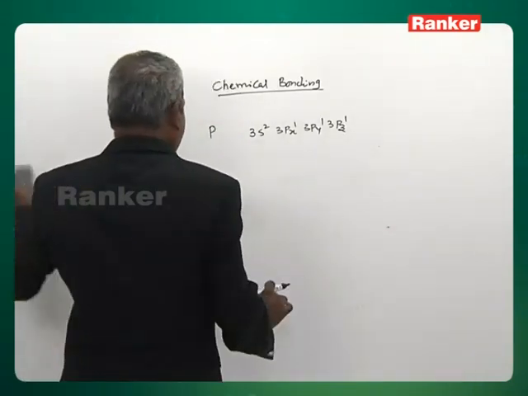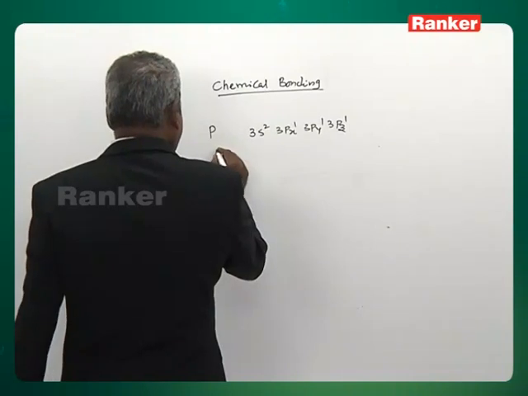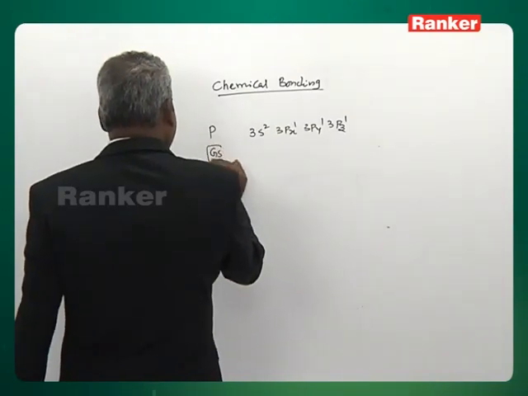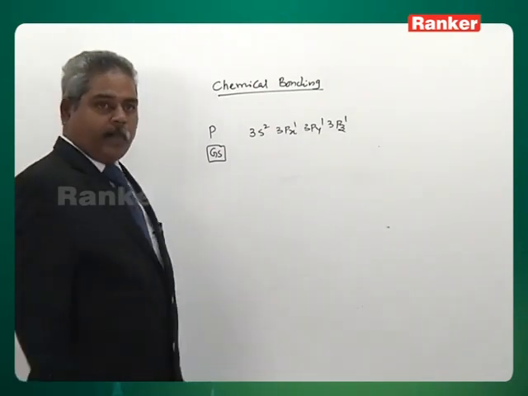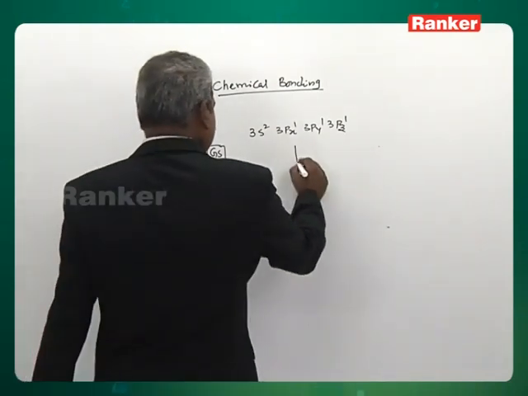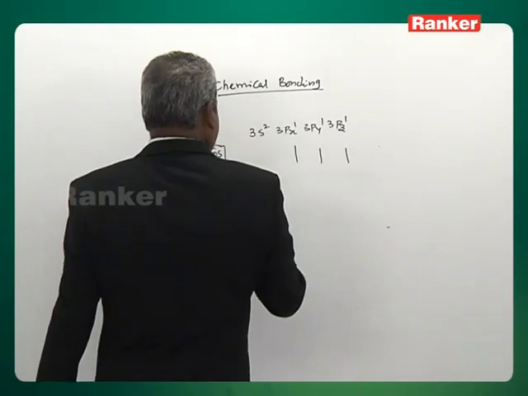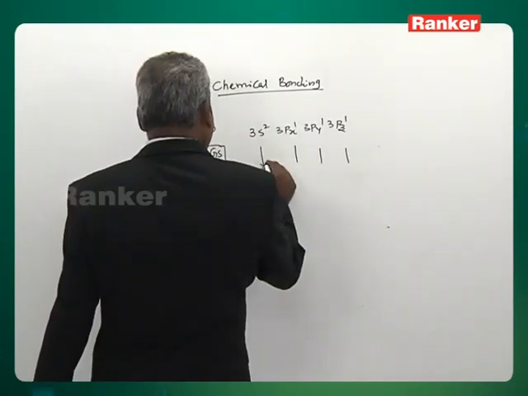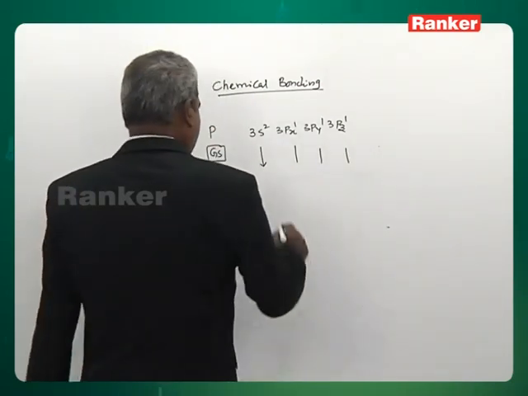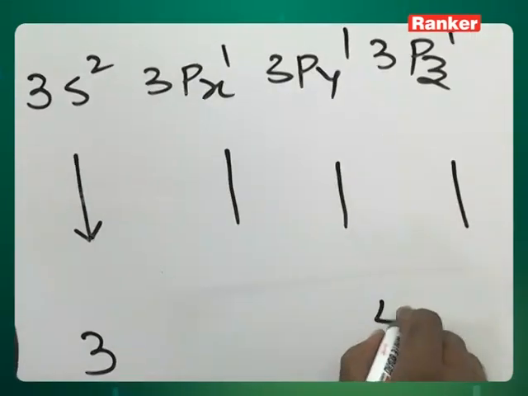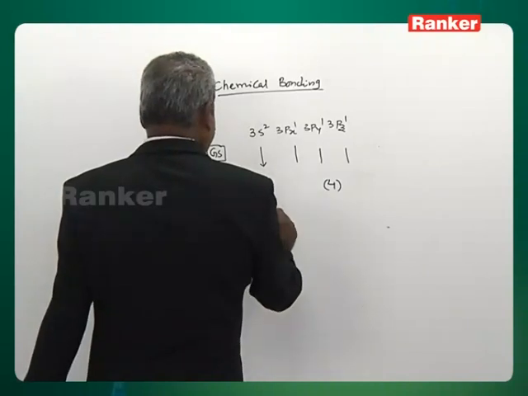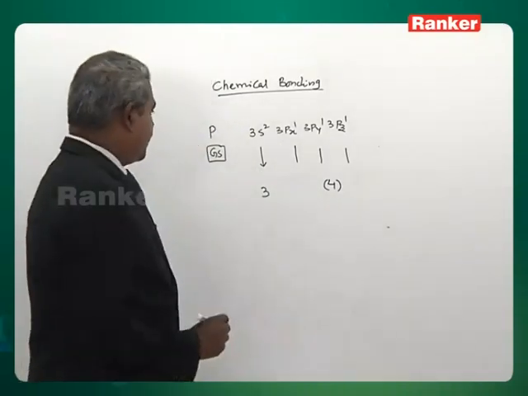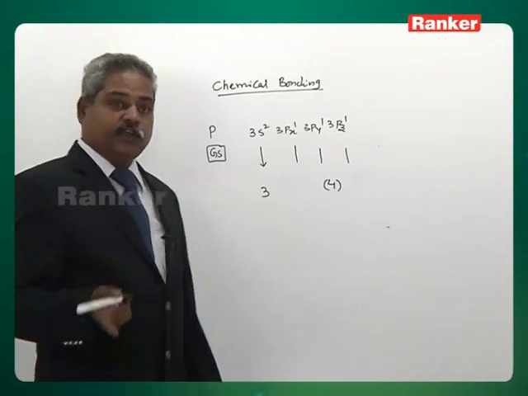But what about this phosphorus, 3s2? This is the ground state electronic configuration. Now, what can phosphorus do in its ground state? You see 3 unpaired electrons, which form 3 bonds, and there is a pair which can be donated. So 3, 4. At most, in the ground state, phosphorus can form 3 bonds as well as 4 bonds.